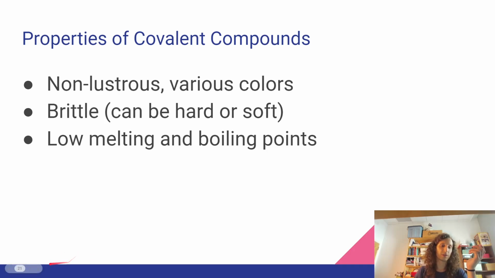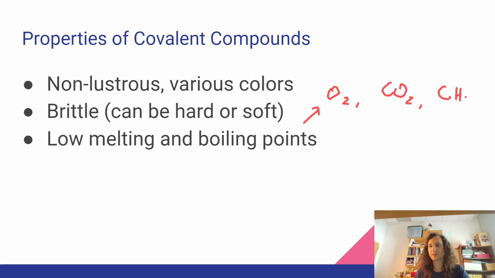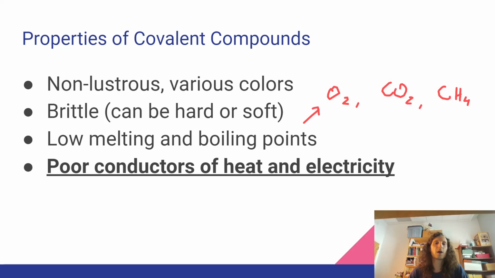So think about all the substances that are in like our atmosphere, right? So oxygen, CO2, what else? Methane gas, right? All these things are gases at room temperature, so they must have a really low boiling point, right? Compared to stuff like iron or table salt, these things that are solids at room temperature. Covalent compounds are also known for being really bad conductors of heat and electricity, so you wouldn't want to, say, insulate your house with air, right? You would want to insulate it with something solid, right?